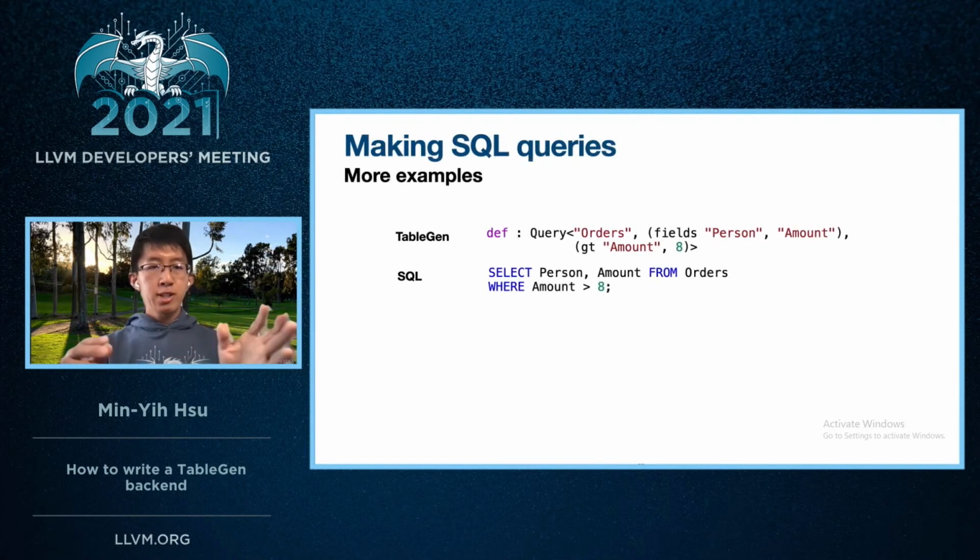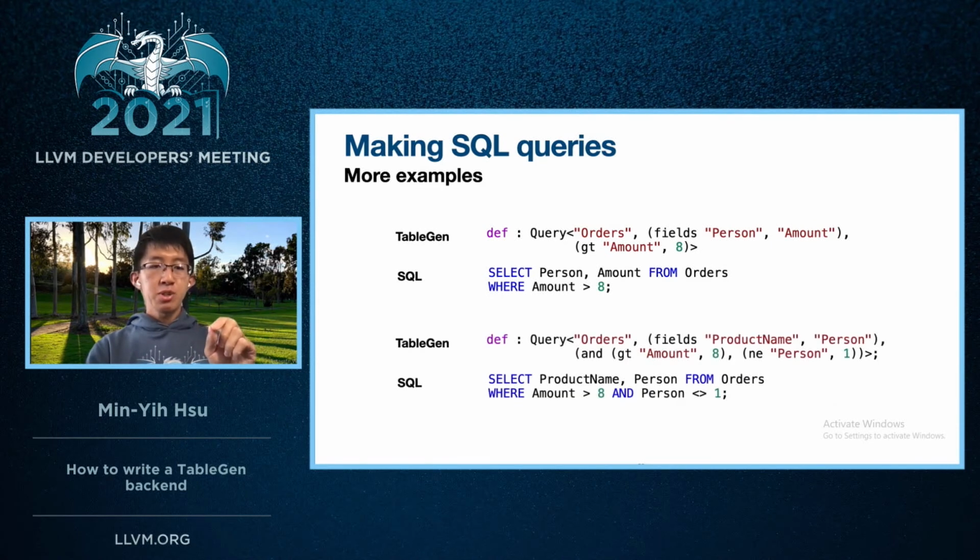So let's go back to our query example. Here we have more examples of how you express the where clause using the DAG. For instance, this shows how we can express amount greater than 8, where the GT operator means greater than. And we also have a much more complex where clause expression, combined using the logical and, with some sub-expressions also as DAG expressions.